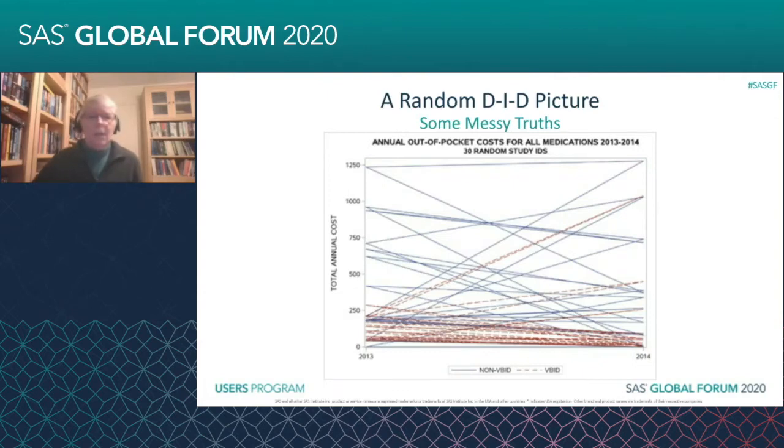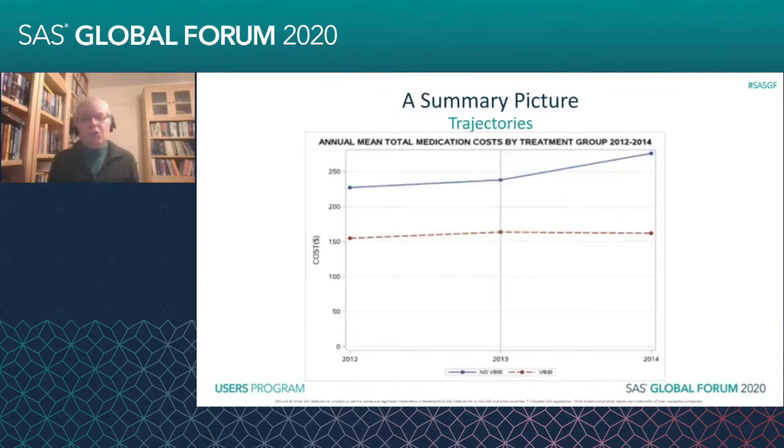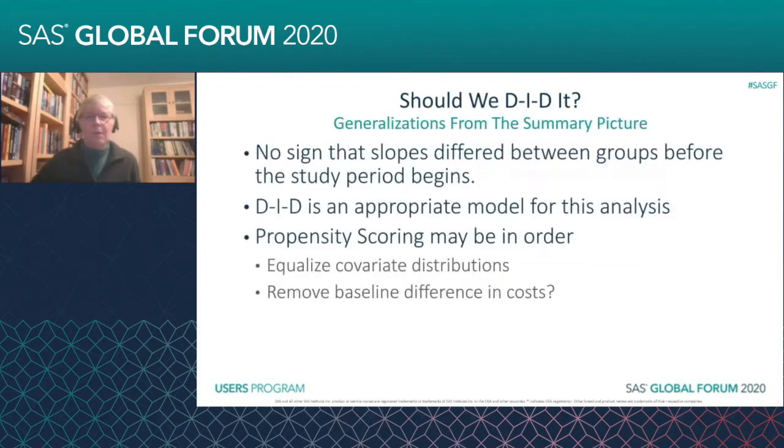And another thing to do with a DID is make sure that the difference that you see in your trajectories between the two study points that you're interested in is not something that had already been going on. So what I did here was I graphed 2012, 2013, and 2014 really quickly. You can see that there's really no difference in the slope between the red and the blue lines between 2012 and 2013, but then between 2013 and 2014 we see some divergence. And so this is an indication that it's a reasonable thing to do to use this for a DID.